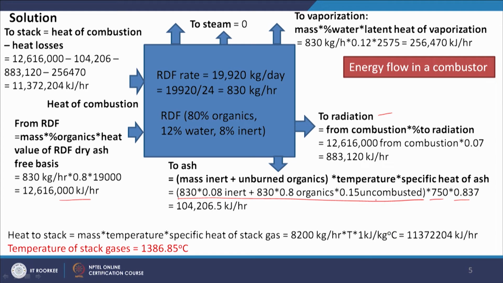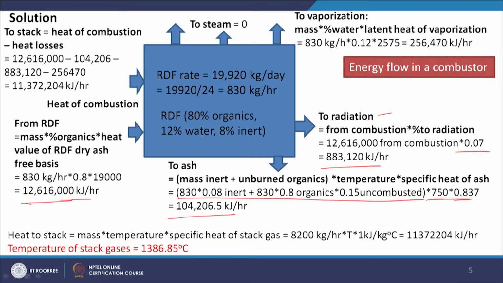By solving this expression, we get the amount of heat associated with the ash, and that is lost. And during the radiation process, it is given that 7% of the heat is radiated. So the total heat generated through combustion, 7% of it is lost. So this into 0.07 gives 883,120 kilojoule per hour. So this much is the loss due to radiation.